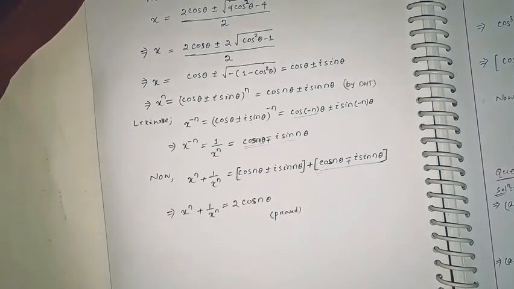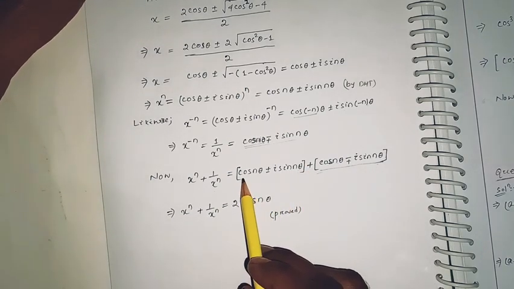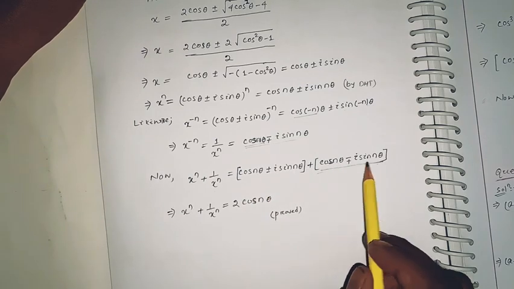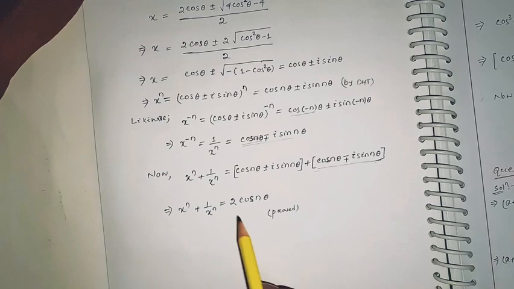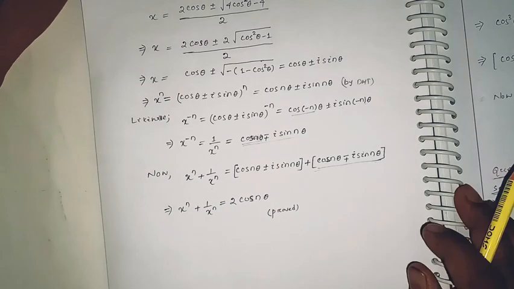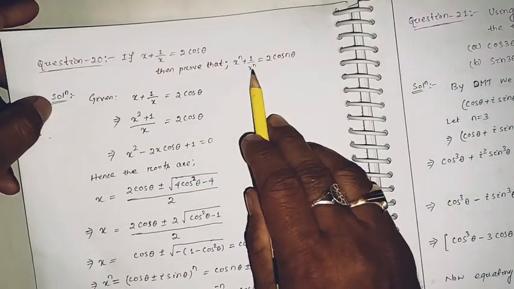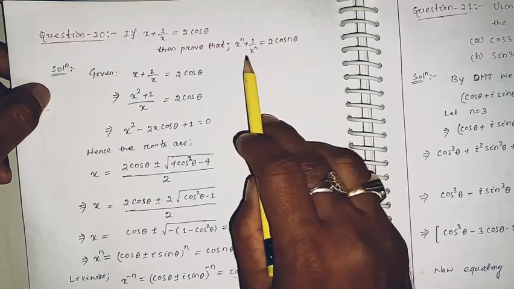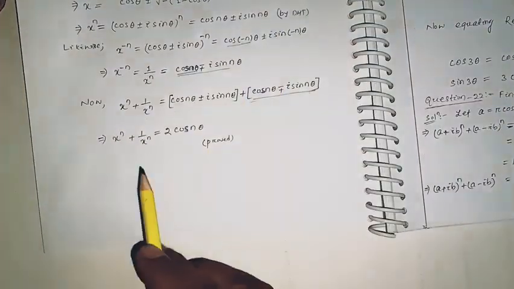If we consider the second root, for this case the second root is cos n theta minus i sin n theta, and for this one cos n theta plus i sin n theta. So plus and minus get cancelled. Also, we find 2 cos n theta. Hence proved. So here we have proved it.